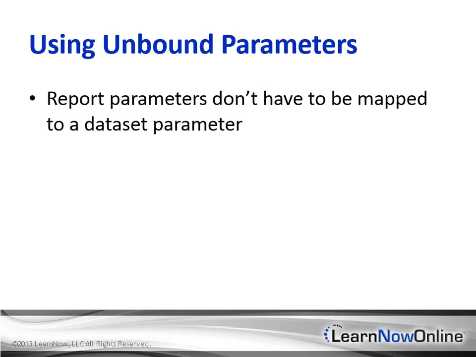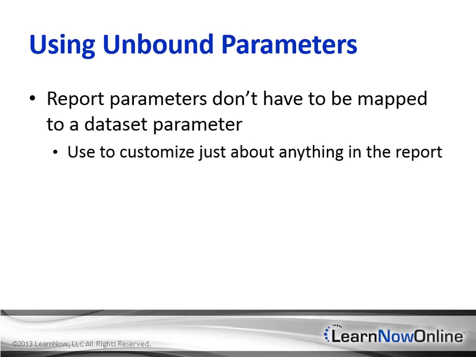Sometimes it's helpful to be able to create a parameter that's not mapped to a dataset parameter. This sort of parameter might be used to add some variable text to a heading or to globally adjust a calculation on the report. So you can create different kinds of parameters, some bound to datasets and some unbound that are used for different purposes within the report.